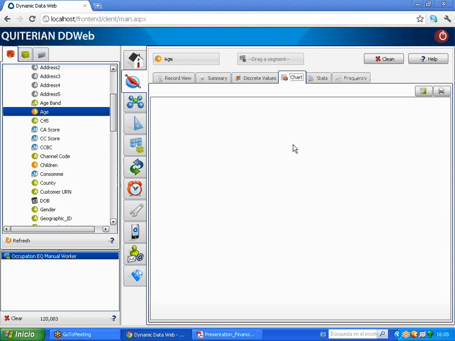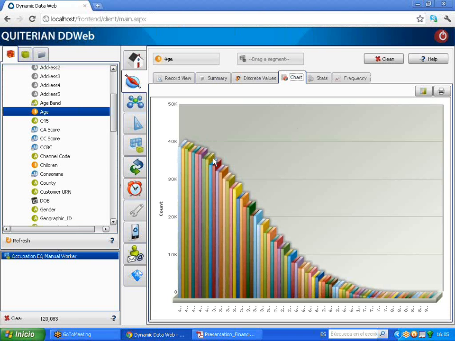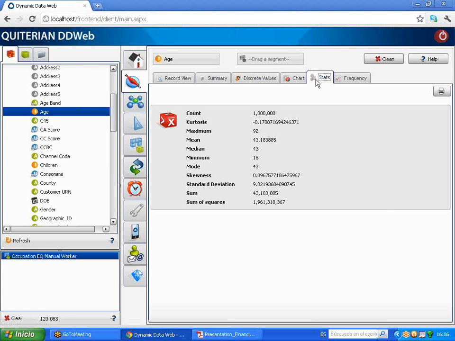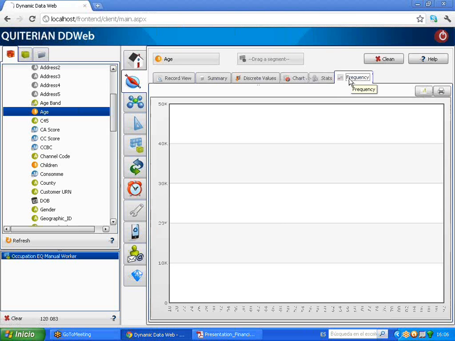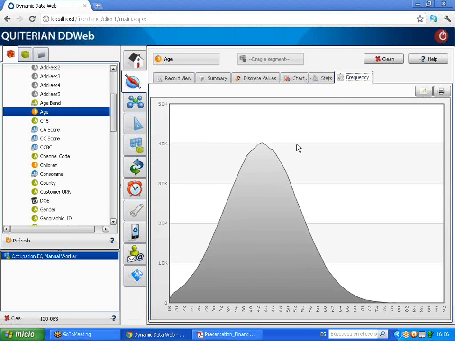I drag and drop in the middle of the screen, and what you can see is the distribution of the age of all our customers. Of course, there are two new folders, one talking about the statistics because we are talking about a number, and the frequency. Again, everything is calculated on the fly.